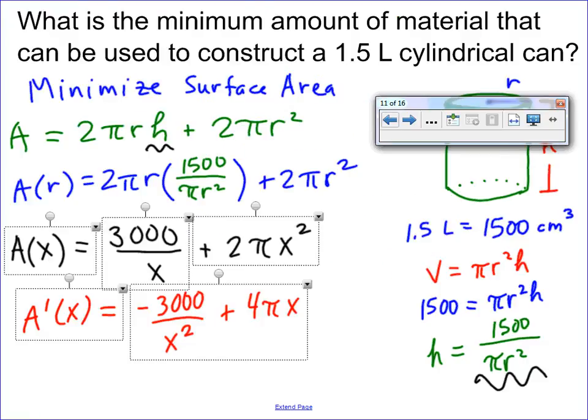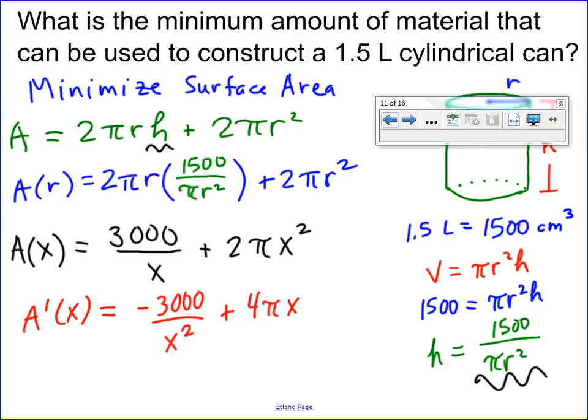What is the minimum amount of material? So it looks like we do have to evaluate one more thing. We need to evaluate what? A. We need our original surface area. And so I am going to have to evaluate A to finish out the problem. And for that, I will use the calculator.